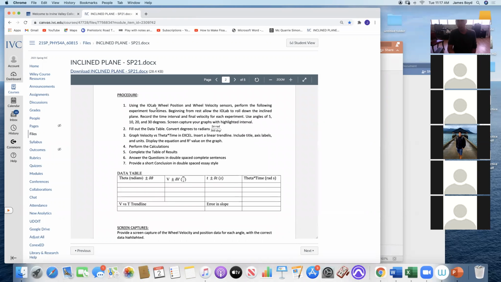What we need to do is take the IOLAB and put on the position and velocity. I'll do a couple of trials for you. Here's the fun part: I'm going to use a book, a nice long book, and let the IOLAB roll down that.